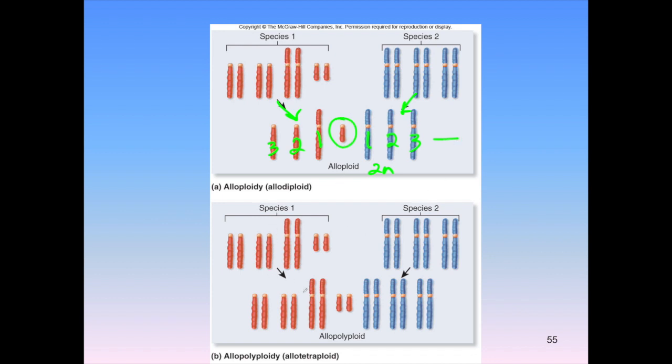In allopolyploidy, we get both sets. So instead of going from 2N to 1N, we go 2N to 2N. Same thing here, 2N to 2N. And so we get a massive number of chromosomes here.